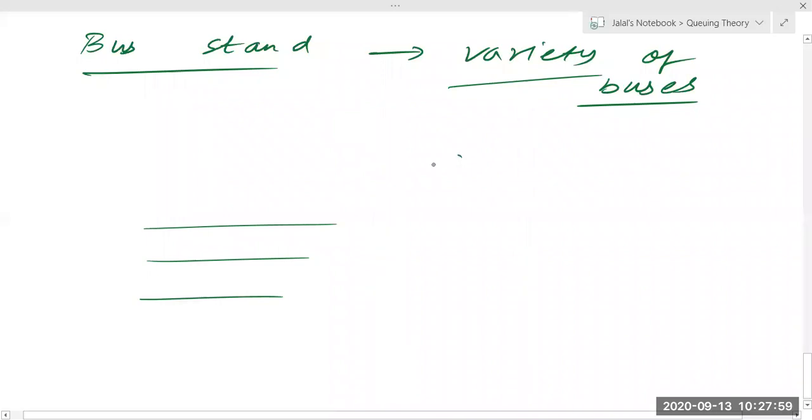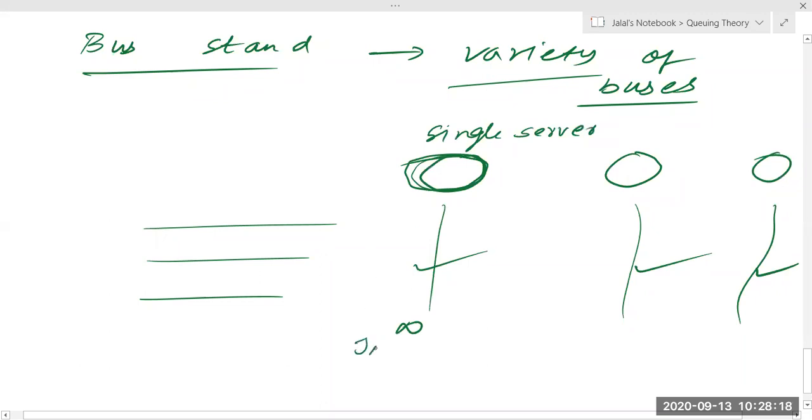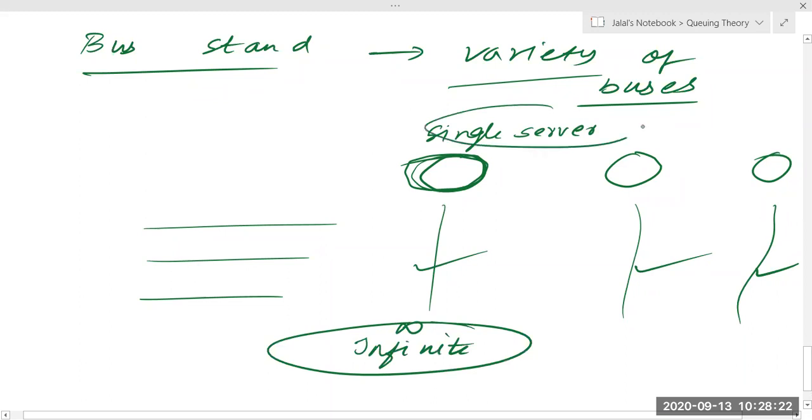But if you go to a railway reservation counter where the lines are defined, you can even have this kind of thing. Here also the length can be infinite, but this will not be multiple server then. This will be single server infinite queue length, because one person is waiting in one line only. I hope I am right.